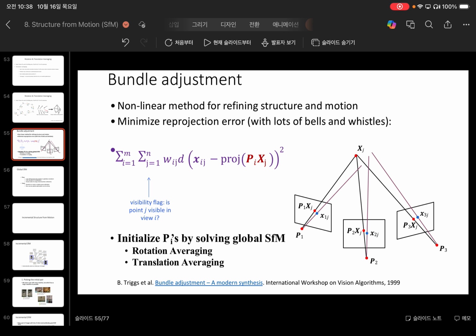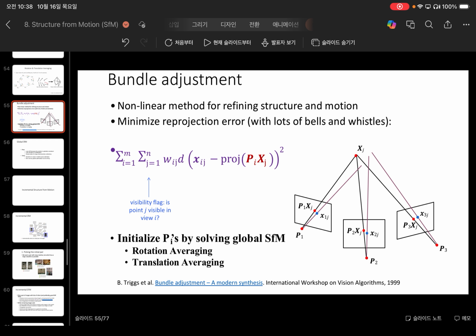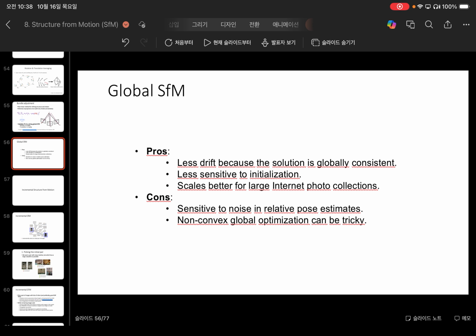During bundle adjustment, we can use RANSAC to make it more robust to outliers. So anyway, that is global structure from motion that we learned in previous class. The good point is that less drift because the solution is globally consistent, less sensitive to initialization, scale better for large internet photo collections. But the drawback is that sensitive to noise and relative pose estimates, and non-convex global optimization can be tricky.